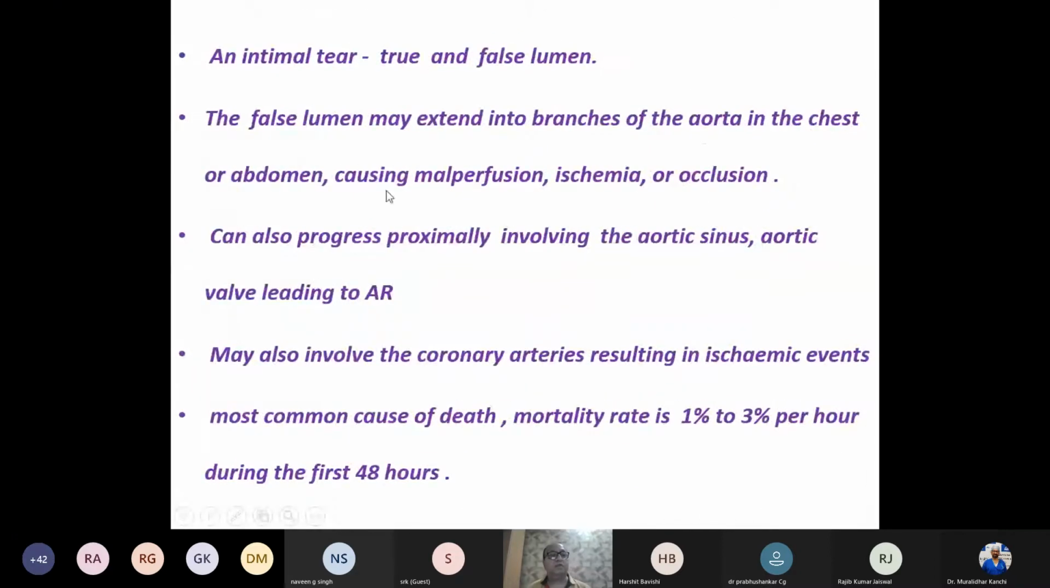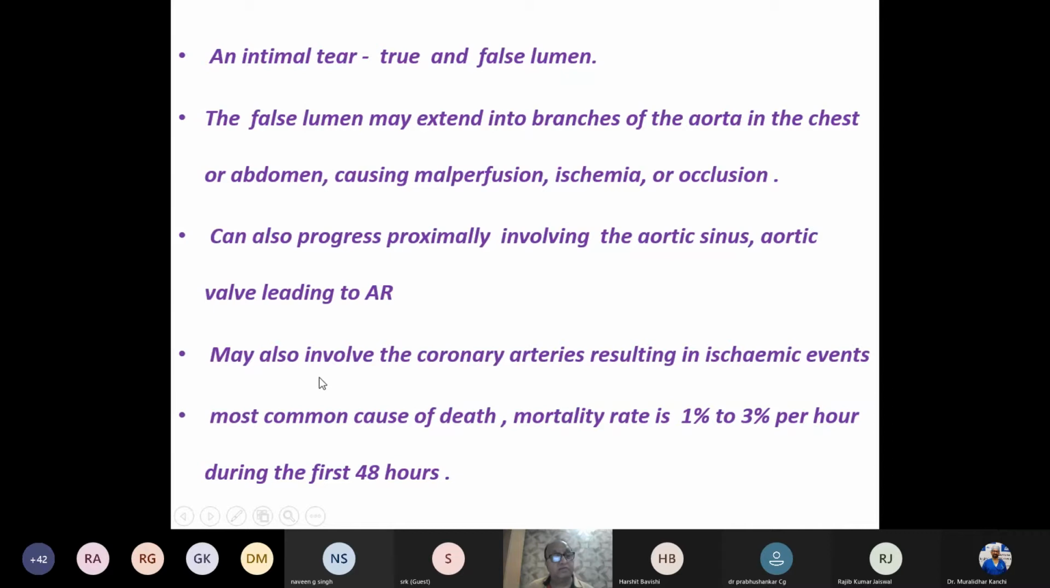Now, how do you say there is a dissection? First thing is, an intimal tear has to be present, which will have two lumens, a true lumen and a false lumen. Now, the false lumen may extend into the branches of the aorta in the chest or the abdomen, causing malperfusion, ischemia, or occlusion, in fact. And also they can progress proximally, involving the aortic sinuses, leading to gross AR.